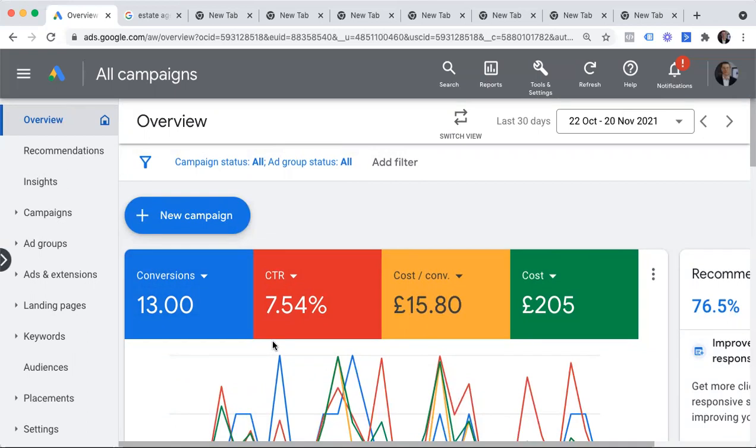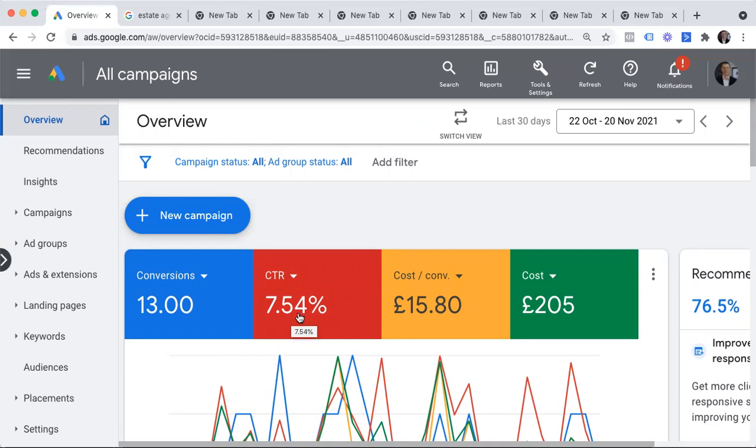Click-through rate on the ads is a measurement of how many people actually see the ad, out of a percentage. So 100 people see the ad, 10 people click, you've got a click-through rate, or CTR, of 10%. This one here is 7.54%. Just for the statisticians. Yeah, well done, I can say that.